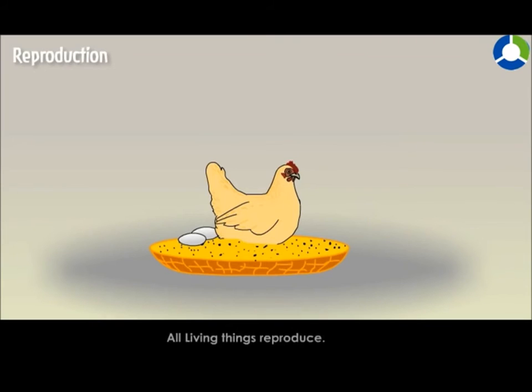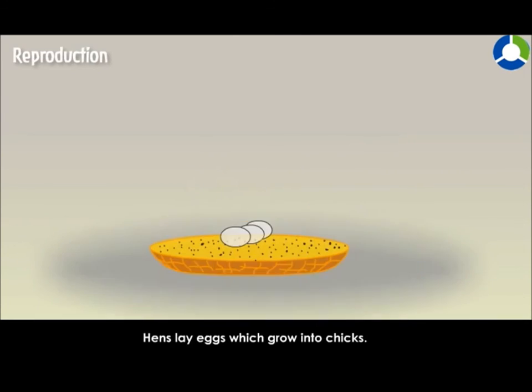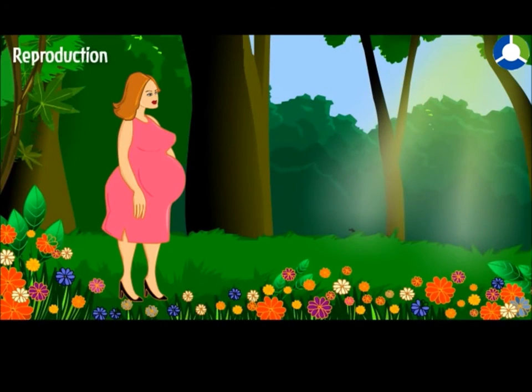Reproduction. All living things reproduce. This means they give birth to young ones. Giving birth to young ones is called reproduction. Hens lay eggs, which grow into chicks. Human beings give birth to babies.